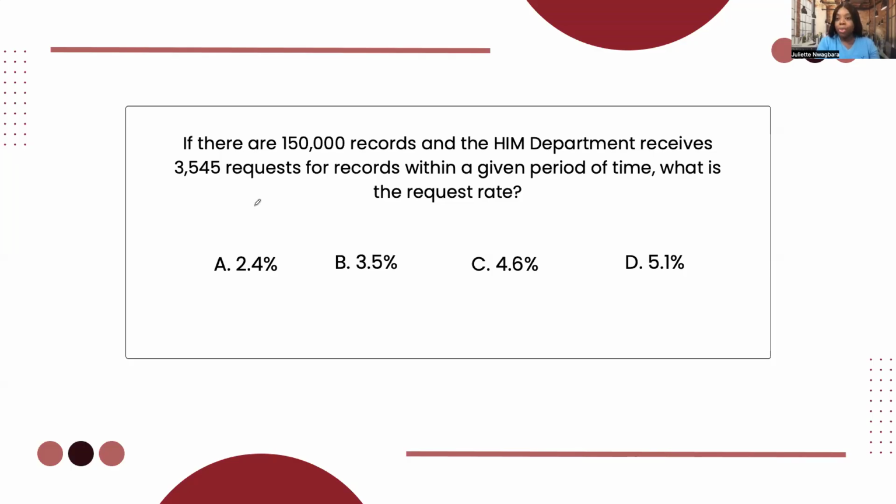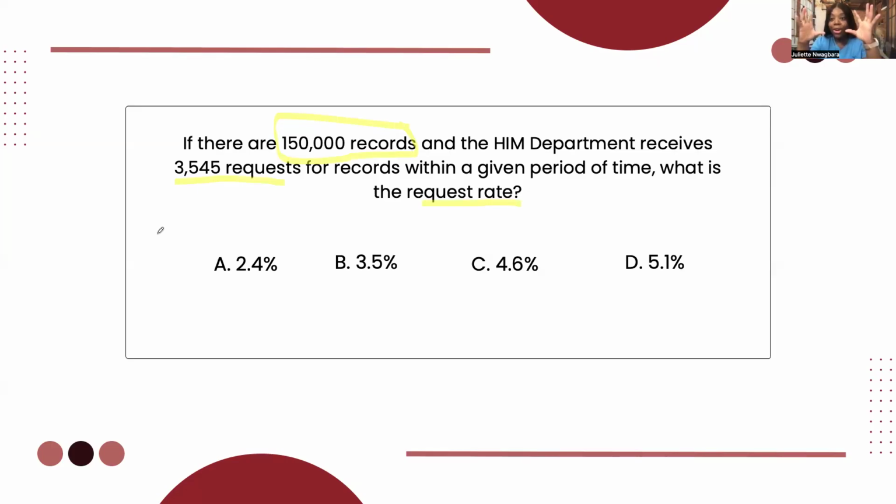In order to solve this problem, you first need to understand what they're asking you for, and they're asking us for the request rate. So this is going to be an equation. They have only given us two numbers. We know that there are 150,000 records total, and the HIM department has only received out of this potential total number 3,545 requests.